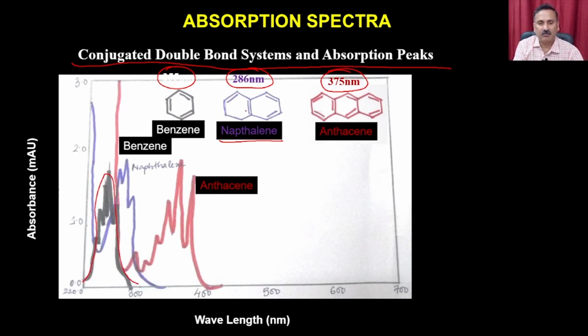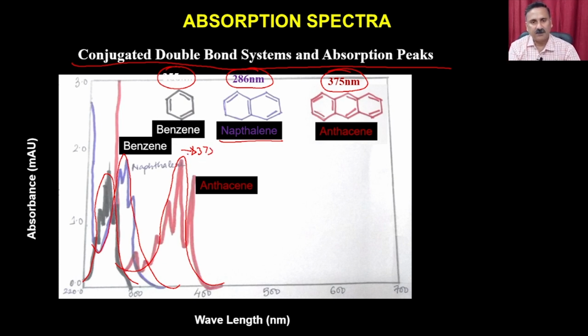When you put in two benzene rings, it shifts towards this side. This is naphthalene, absorbing at 286 nanometers. Then you also have anthracene, which has three benzene rings, and that absorbs even further on this side, at 375 nanometers.